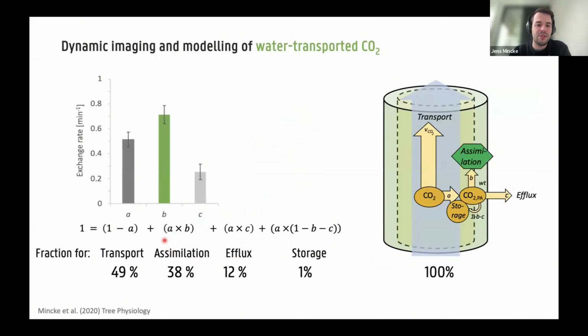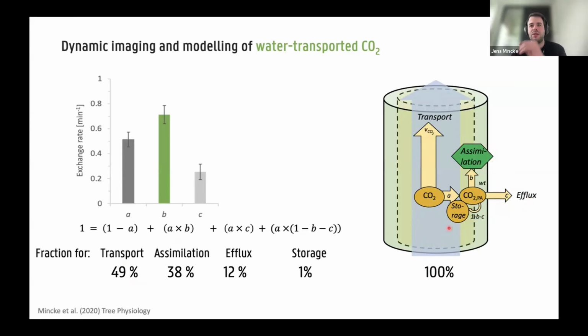So from this result, it could be seen that the biggest part of the tracer, around 50%, was transported by the water stream inside the plant. There is a fraction that is assimilated to sugars, which is the second biggest part, 40%, and a small part leaves the system, and a tiny part is temporarily stored as carbon dioxide.